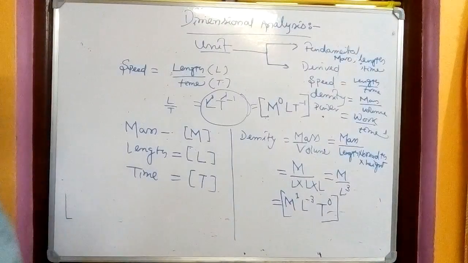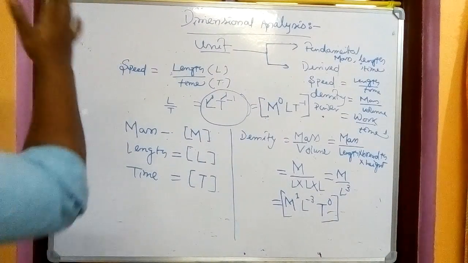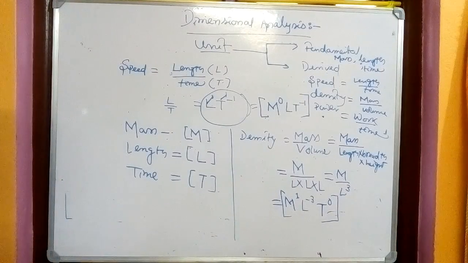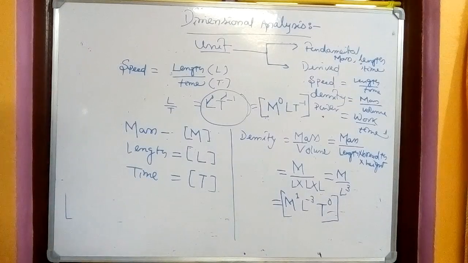That is the dimensional formula of speed. So here I have used one more term, that is dimensional formula. So what is a dimensional formula? Dimensional formula is nothing but the representation, in the form of an equation, of a derived physical quantity in terms of the fundamental ones. By using the fundamental units, we represent the derived units in the form of dimensions. That is nothing but dimensional analysis.